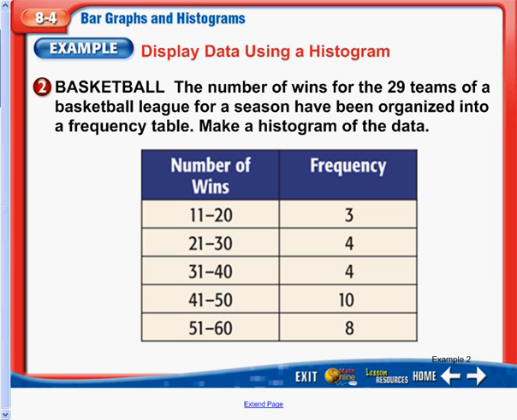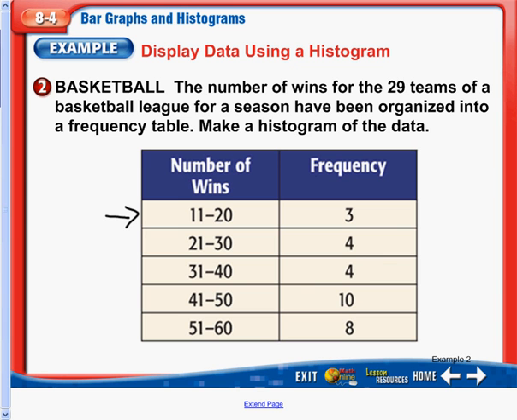Since we're pretty familiar with bar graphs, we're going to move on to histograms. In basketball, the number of wins for the 29 teams of a basketball league for a season have been organized into a frequency table. Now we're supposed to make a histogram of the data.